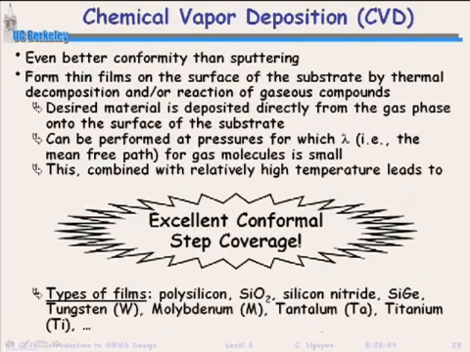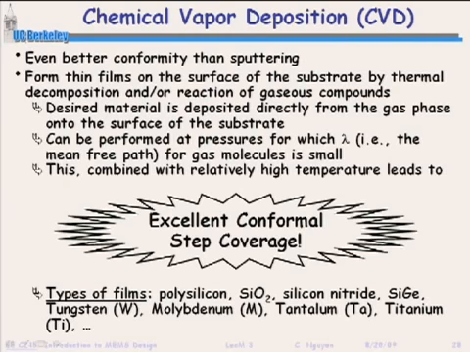So this now involves a chemical reaction. Both of those other techniques that I just talked about, evaporation and sputtering, there's no reaction going on. That's physical. You're physically depositing that film on the surface of the wafer. In this case, now you're relying on a reaction to do that. So you're depositing the desired material directly from the gas phase. You can operate at pressures for which lambda is small, so you get a very random coverage, so very good step coverage is possible. And this combined with relatively high temperature leads to excellent conformal step coverage.